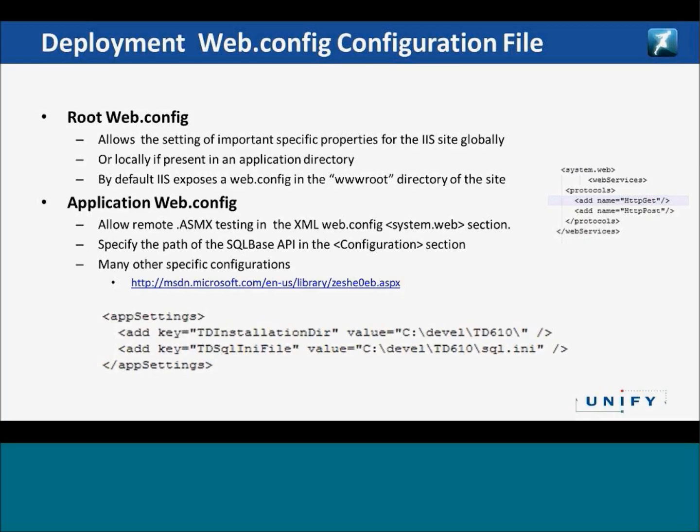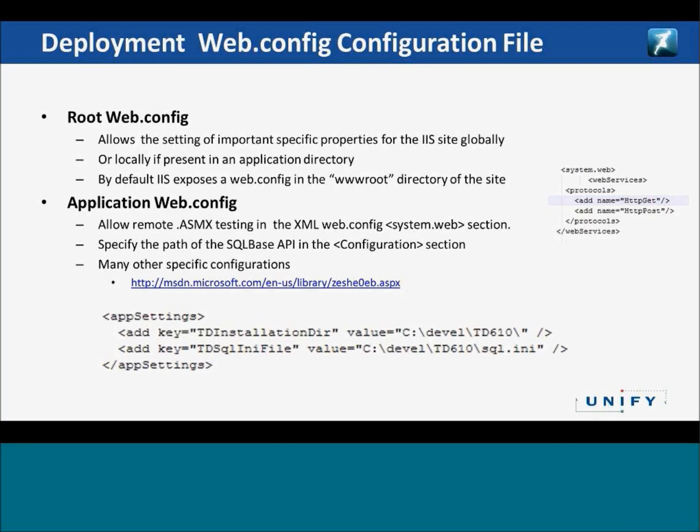One thing is .asmx testing. By default, .asmx testing, which means that you open the browser and access the web services you have created using the browser interface, only works on your local machine. You cannot do that accessing a remote machine. If you want to enable that, you can add the code to the right. Under protocols, add name HTTP GET, HTTP POST. That means that IIS allows remote testing of the web service, which is nice, of course, when you deploy your web service to a remote IIS server.